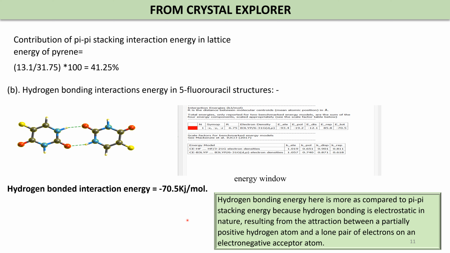because hydrogen bonding is electrostatic in nature, resulting from the attraction between a partially positive hydrogen atom and a lone pair of electrons on an electronegative acceptor atom. Hydrogen bonding interactions are strong and directional, and pi-pi interaction arises due to dispersion forces between the pi electron clouds of aromatic rings, which is weaker than a hydrogen bond because dispersion forces are generally less energetic and also non-directional.